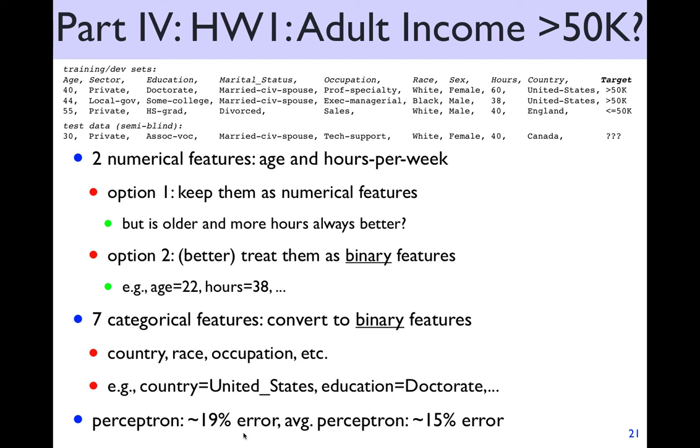Because remember, it doesn't make sense to report your error rate on the training set because you can overfit your training set very easily, right? You can just remember the whole training set. So all we care about is dev set error rate, okay? Average perceptron will be much better, about 15% error rate on dev set. That's what you need to do basically for homework 1.